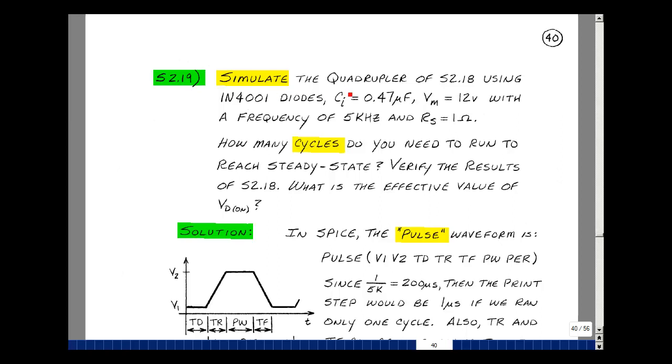Let's simulate the quadrupler that we designed in supplemental problem 218 using 1N4001 diodes, capacitors that are 0.47 microfarads, a square wave that goes between plus and minus 12, and a frequency of 5 kilohertz. And suppose we have a series current limiting resistor of 1 ohm. How many cycles do you need to run before you reach steady state? Verify the results of supplemental problem 218. What's the effective value of VD on?